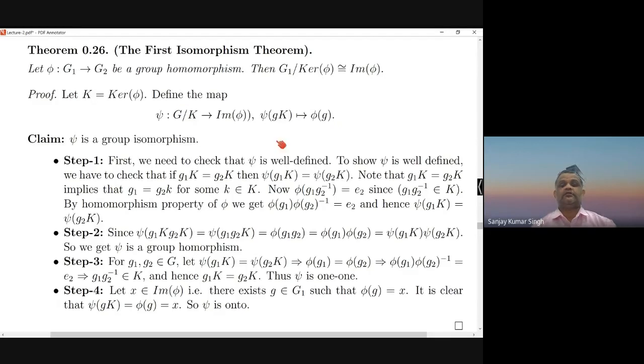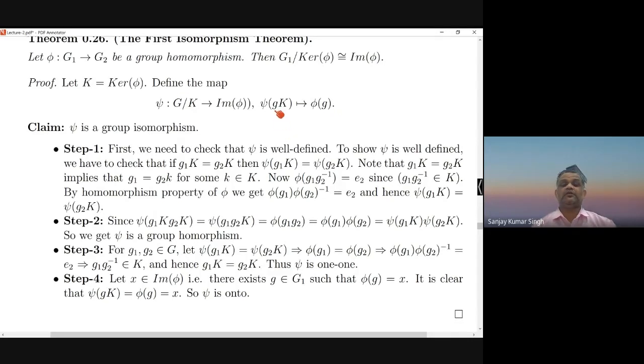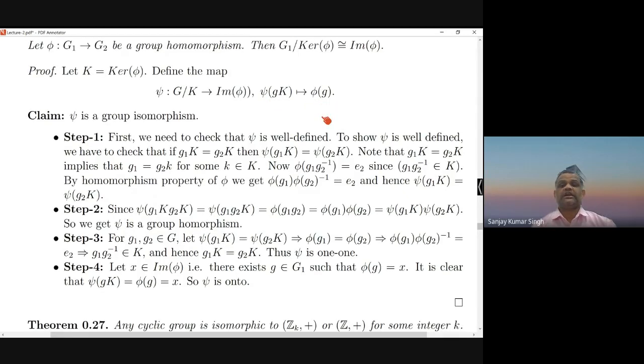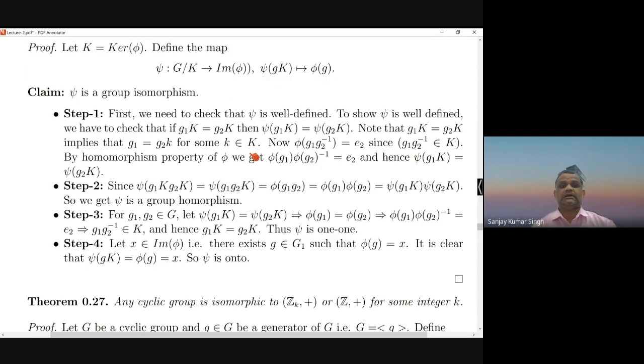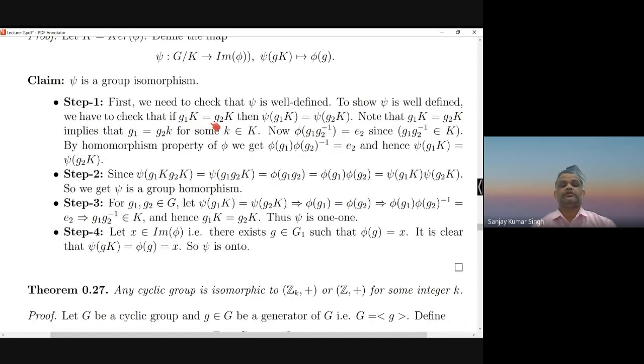So now it is interesting because we have just seen that each left coset can be represented in different ways. So suppose g1 and g2 are two elements which give you the same left coset. Then our claim is that psi is well defined. So to check that, let us check: g1K equals g2K. This means psi of g1K equals psi of g2K.